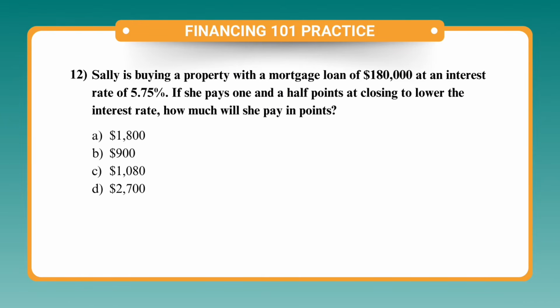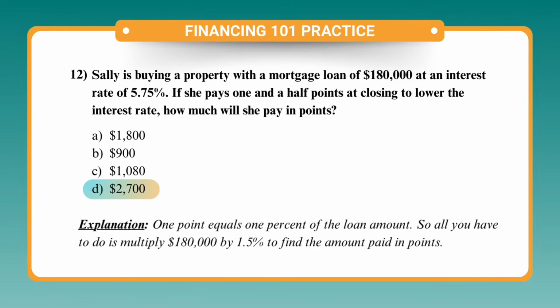Number 12. Sally is buying a property with a mortgage loan of $180,000 at an interest rate of 5.75%. If she pays 1.5 points at closing to lower the interest rate, how much will she pay in points? The answer is D, $2,700. If 1 point equals 1% of the loan amount, then 1.5 points equals 1.5%. So we have to multiply 1.5% times $180,000 to find the amount paid in points.